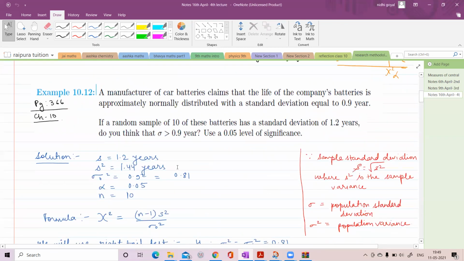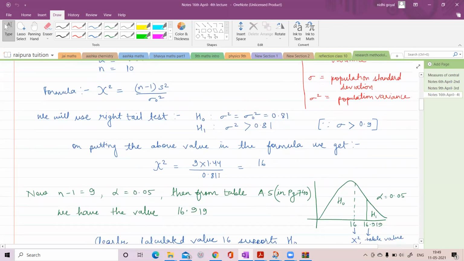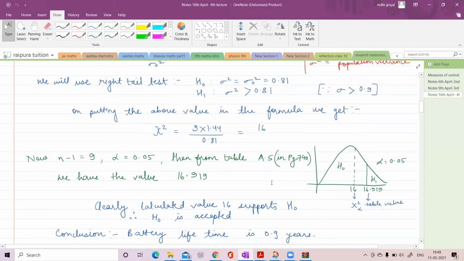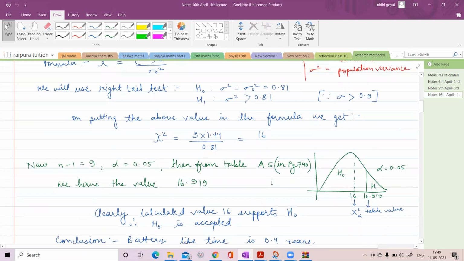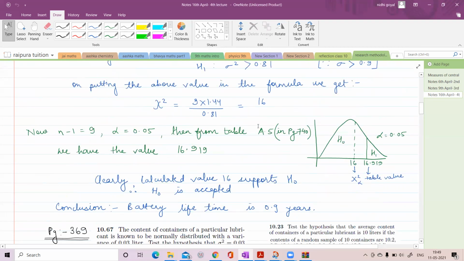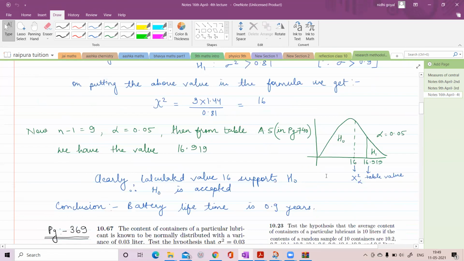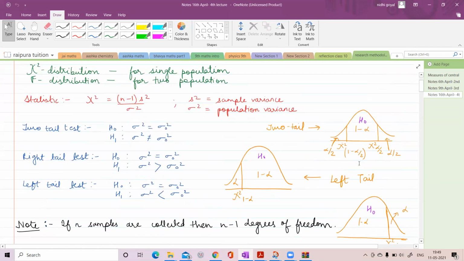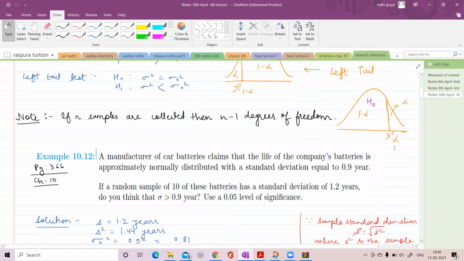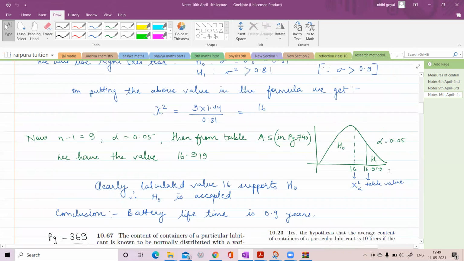So in this, since sigma is greater than 0.9, we will be using the right tail test. And now since chi-square is 16, we will calculate the value of the critical point. For a right tail test, we need to calculate chi-square alpha, and we will calculate this using the table given on page number 740 of the book.